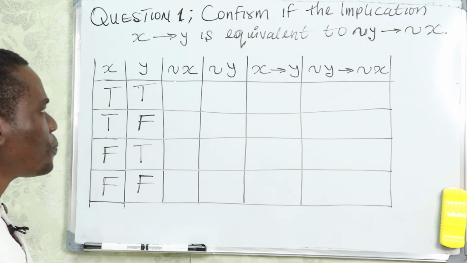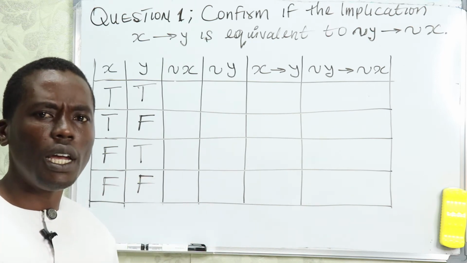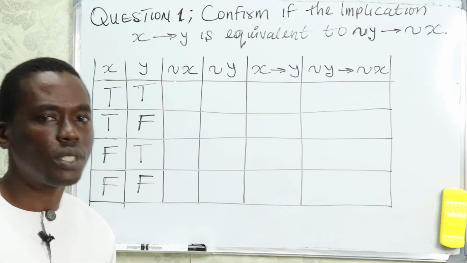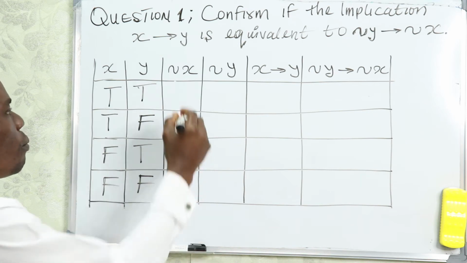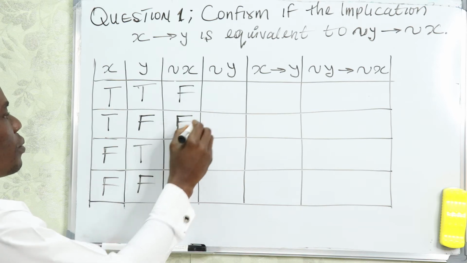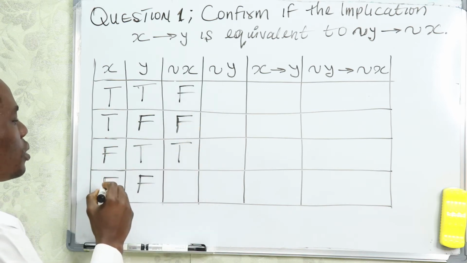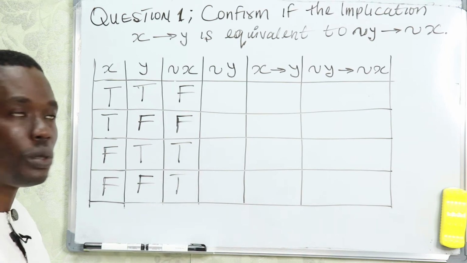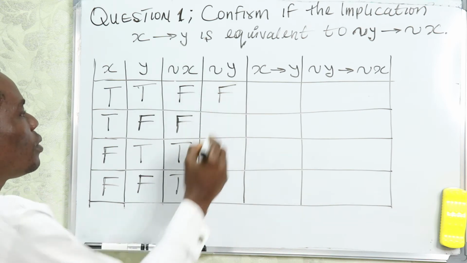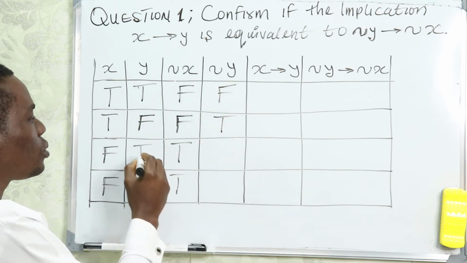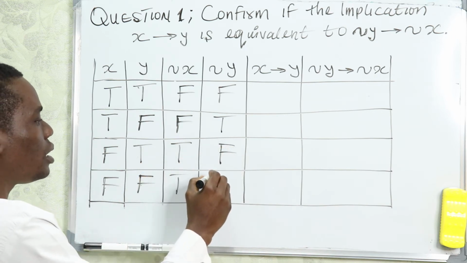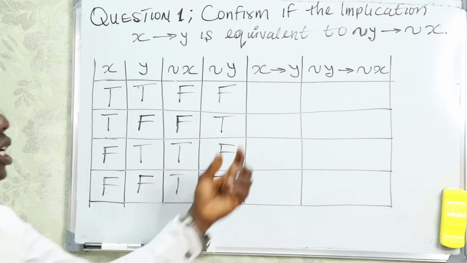Now let's go. Negation of any logical statement means the inverse or the opposite of that logical statement. So if a statement is true, the opposite will be false. This is true, this will be false. This is false, then this will be true. This is false, then this will be true. Now, we are looking for the negation of Y. If this is true, then this will be false. If this is false, then this will be true. If this is true, then this will be false. And if this is false, then this will be true.